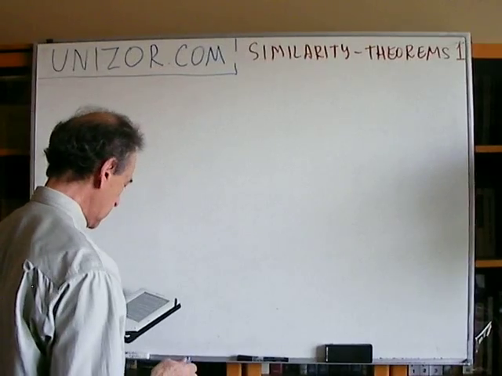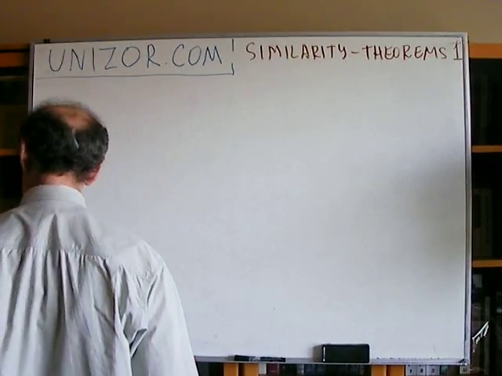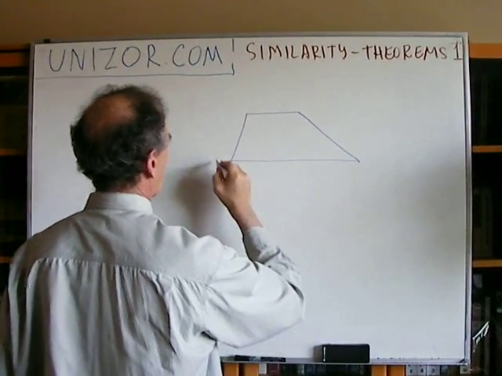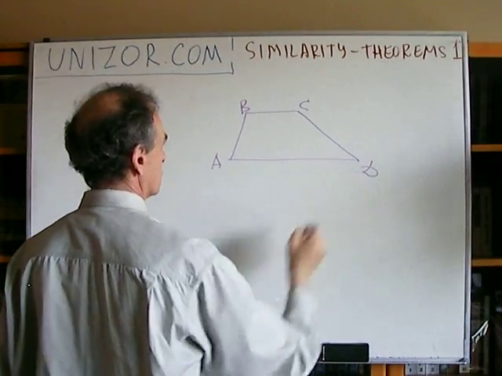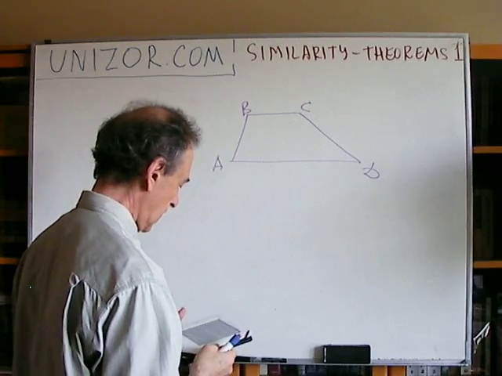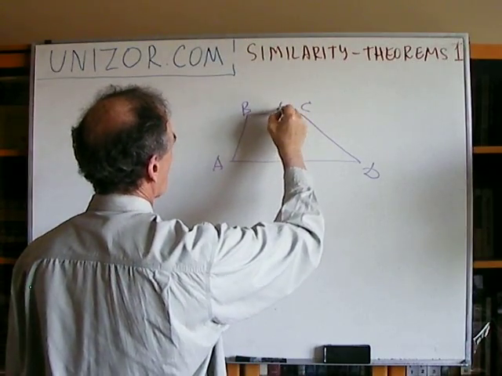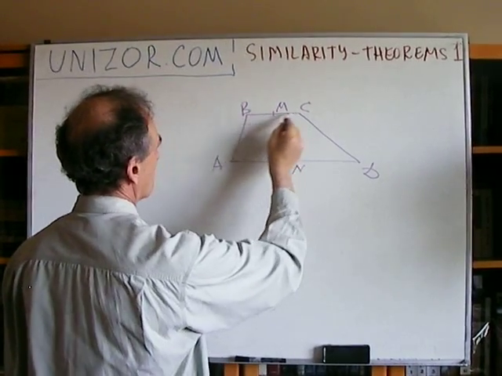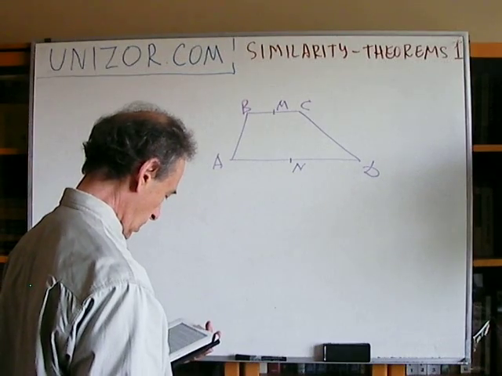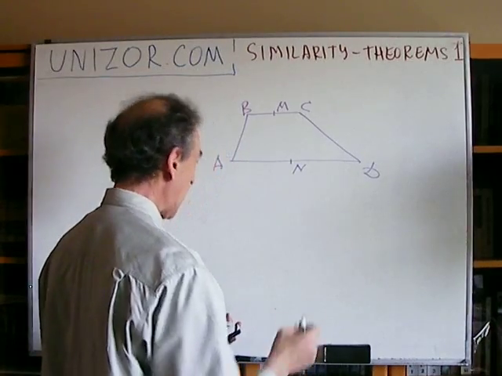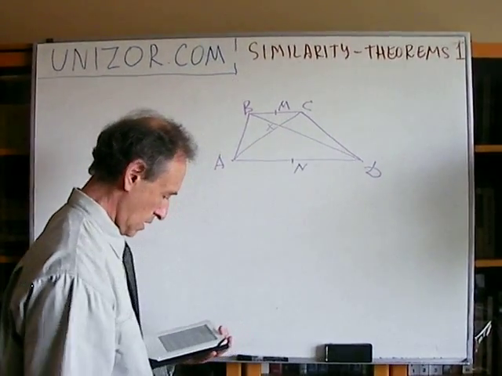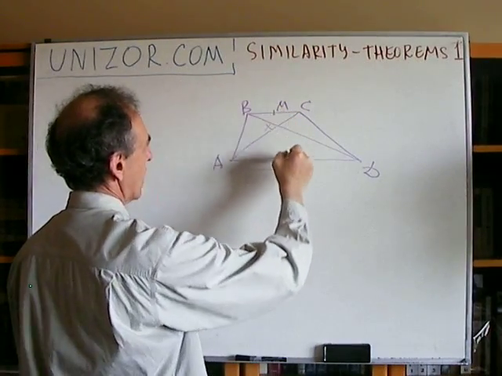Given trapezoid ABCD with parallel bases BC and AD. Okay, so we have a trapezoid A, B, C, D. Point M is midpoint of BC and N is midpoint of AD. Okay, so we have the middle of the upper base and the middle of the lower base. Now, prove that the point of intersection of diagonals, so we have two diagonals, and we have point of intersection X, lies on the segment which connects M to N.